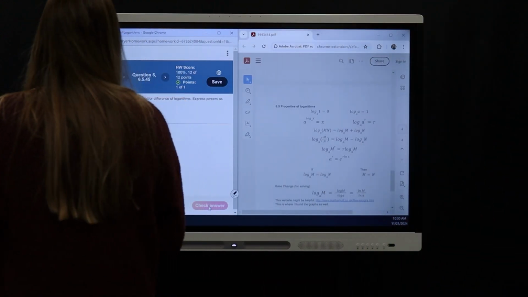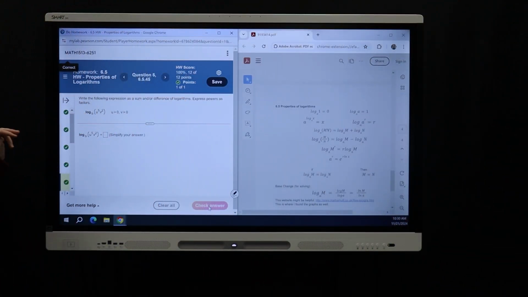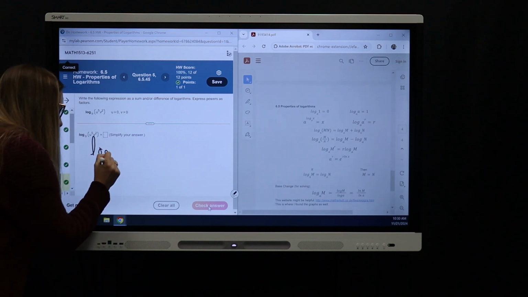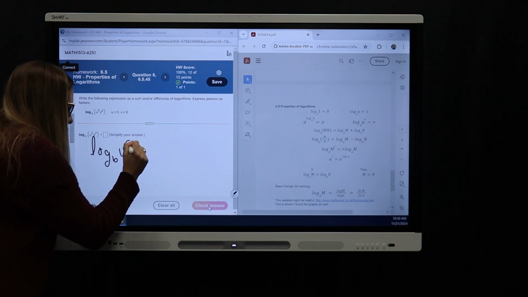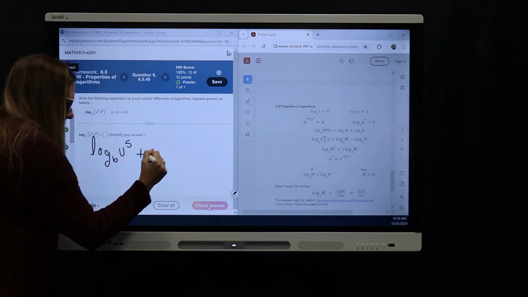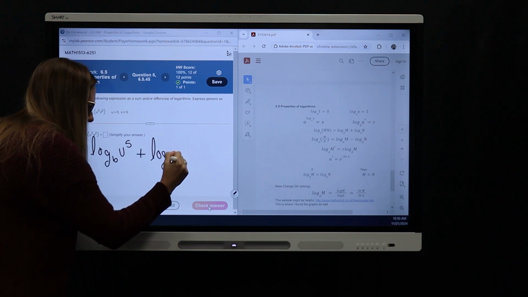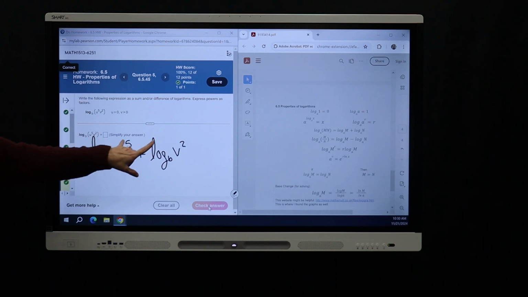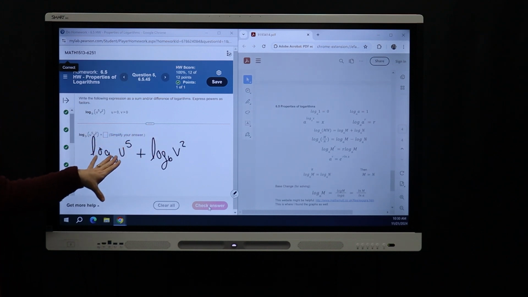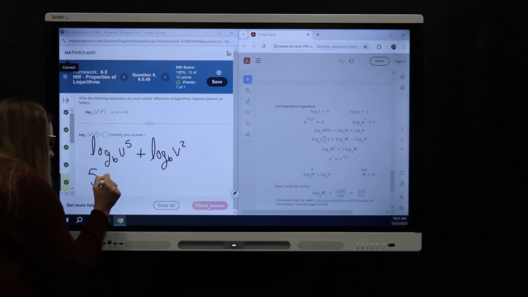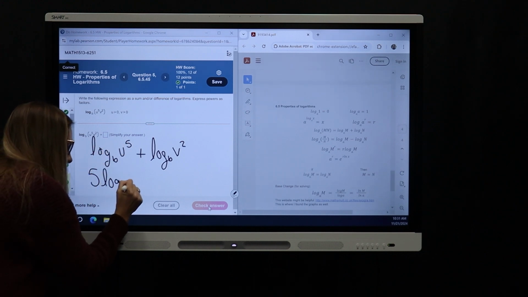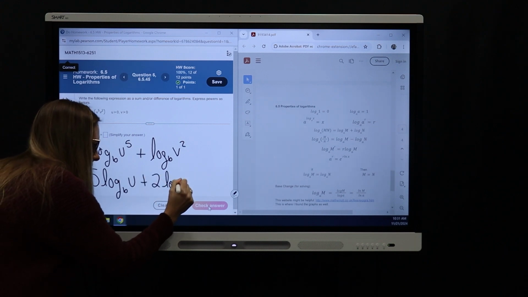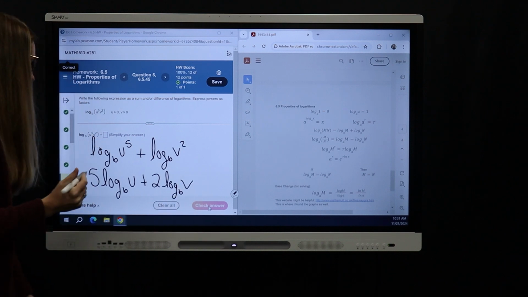Okay, this one is multiplication, so it's going to be the sum. Let's just break apart this first part first. So we're going to have log base b of u to the 5th, and since it's multiplication, plus sign, log base b of v squared. Then we're going to take our powers and bring them to the front of each of their respective logs. So this one is going to be 5 log base b u plus 2 log base b v.